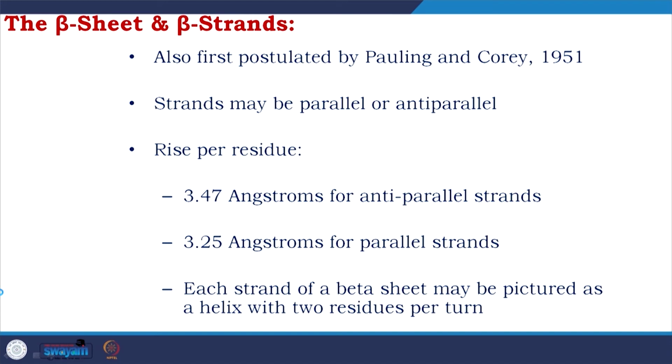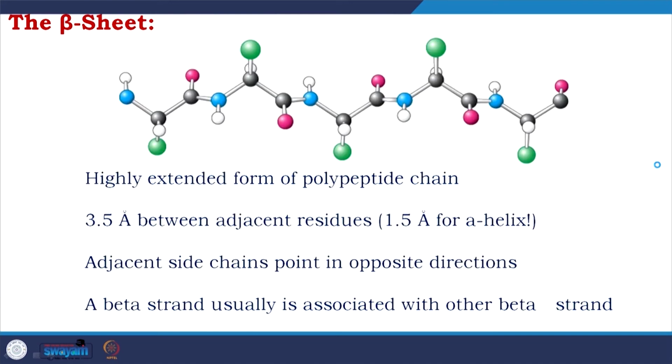They, as I told, may be parallel or anti-parallel. The rise per residue is 3.4 angstrom for the anti-parallel strands and 3.25 angstrom for parallel strands. We are going to discuss them later. Each strand of a beta sheet may be pictured as a helix with 2 residues per turn. So, beta sheets are a highly extended form of polypeptide chain, 3.5 angstrom between adjacent residues, compared to 1.5 angstrom for an alpha helix. Adjacent side chains point in opposite directions.